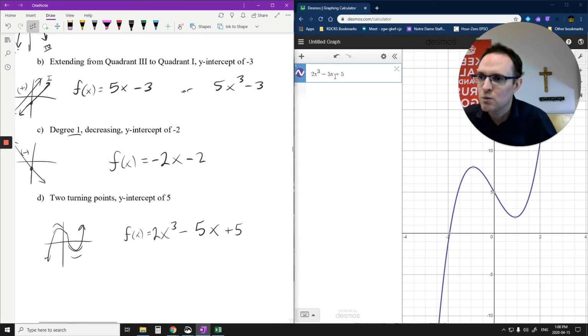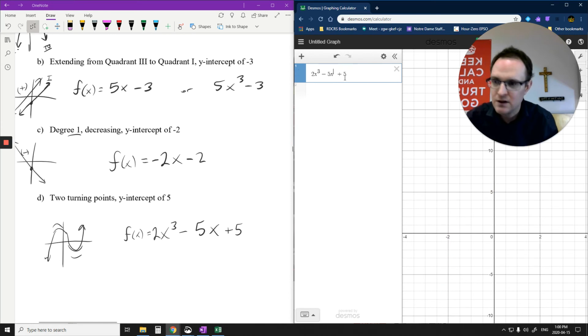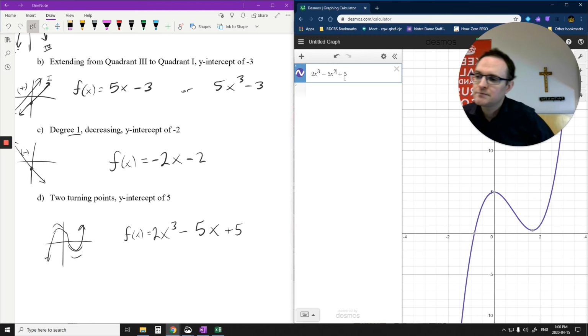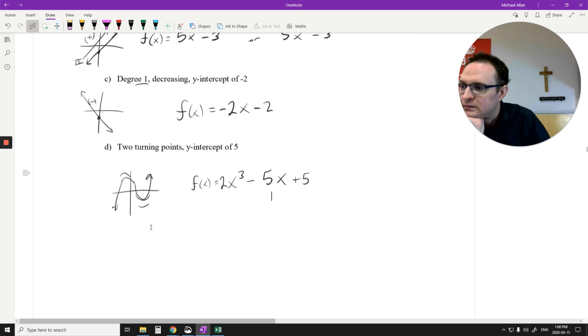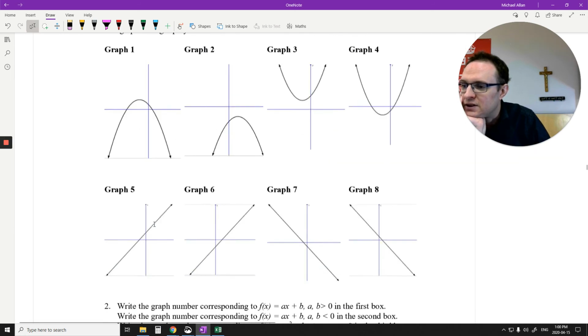Maybe I could put a square in there. I don't know if that would work for us. Oh yeah, 5x squared would work as well. But that would give us the 2 turning points we need. There you go. Looking pretty good. Cool. Okay, so there's a few more questions here.